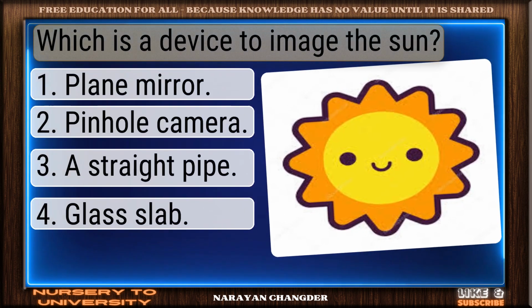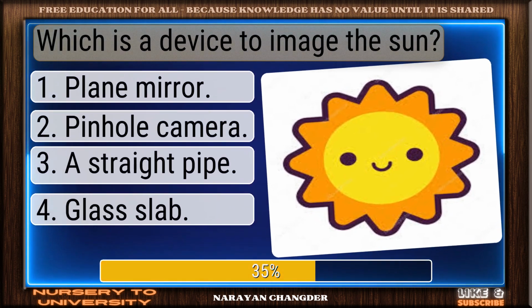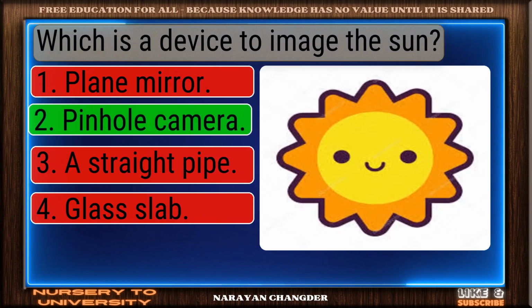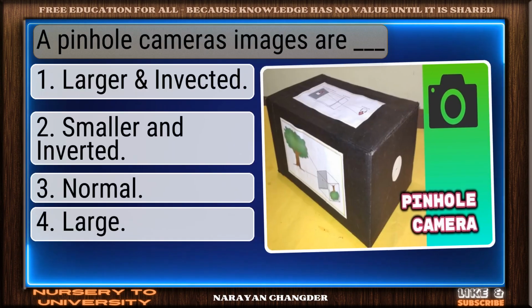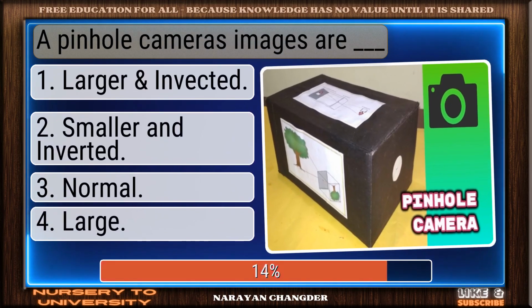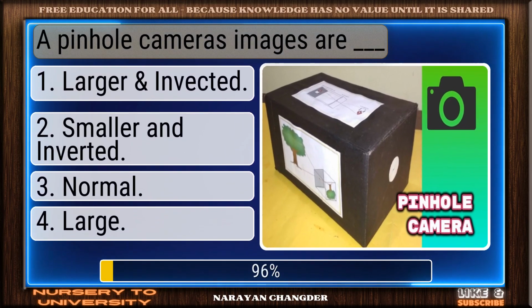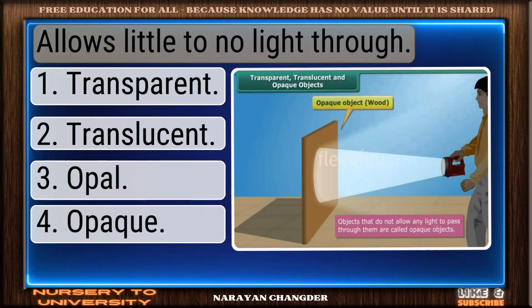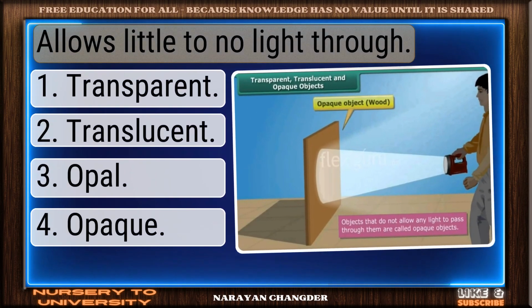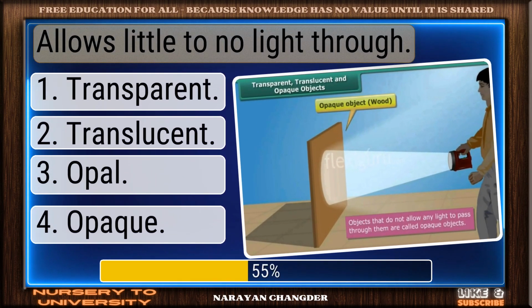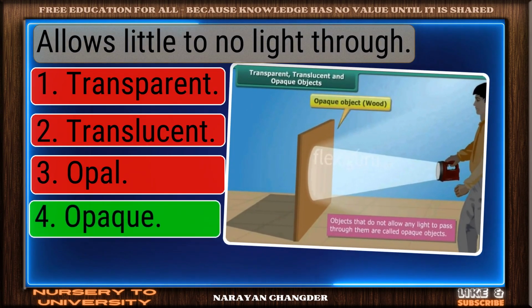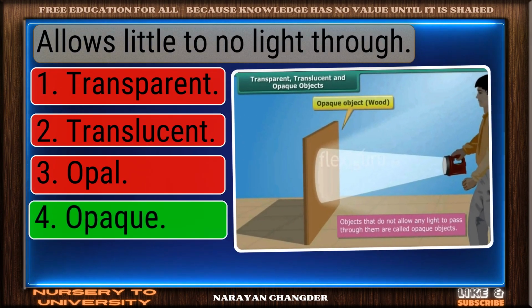Which is a device to image the sun? Correct. Pinhole camera is the right answer. A pinhole camera's images are dash. Bravo. Smaller and inverted is the answer. Allows little to no light through. You're right. Opaque is the correct answer.